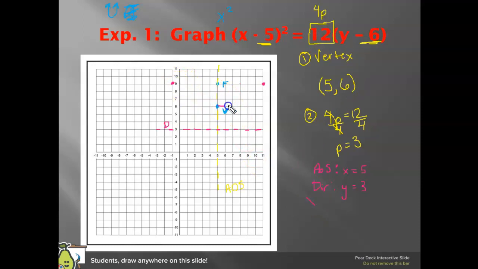So now I can draw a nice curve to go through and give me my nice parabola shape. So I have a focus, I have a directrix, I have an axis of symmetry, I have a vertex, and I have the 2 endpoints to that focal chord so that I get a nice shape to my parabola.